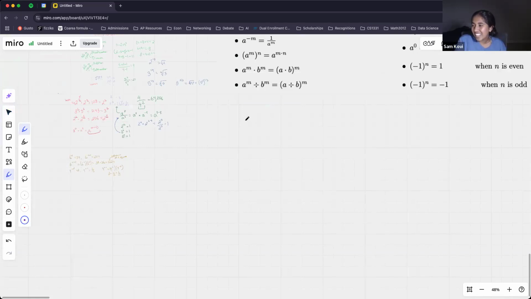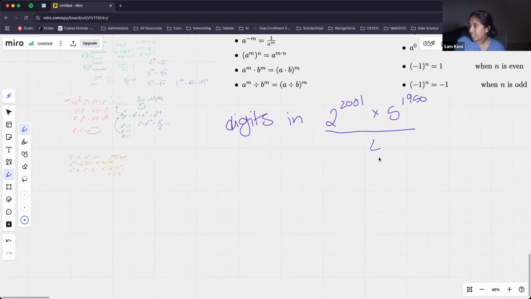All right, okay, actually, how many digits are there in 2 to the power of 2001 times 5 to the power of 1950 divided by 4 to the power of 27? What do you guys think?